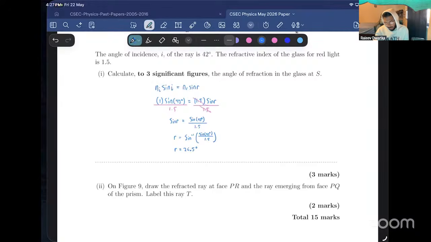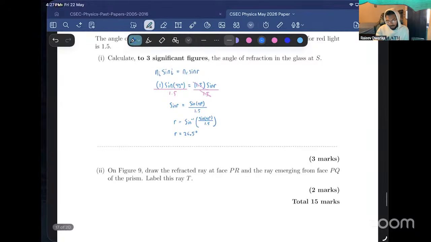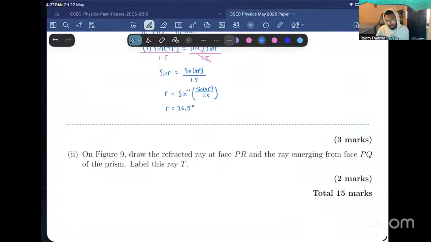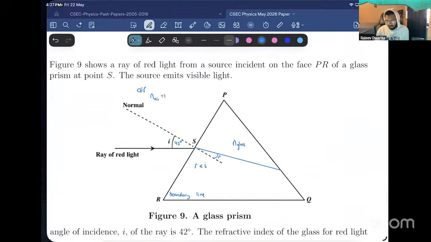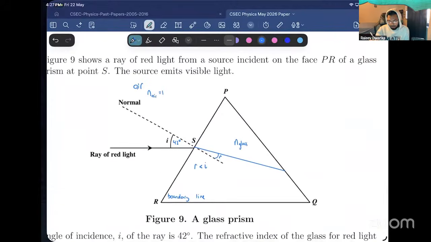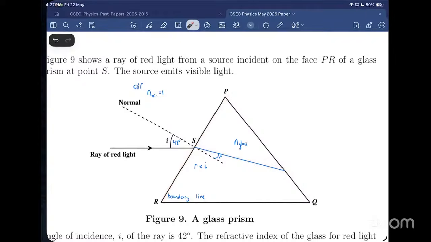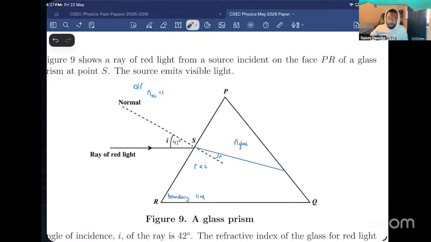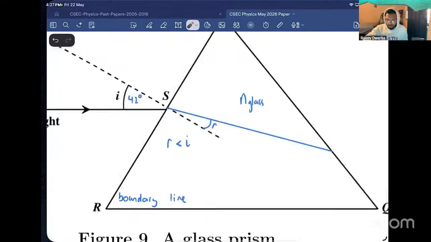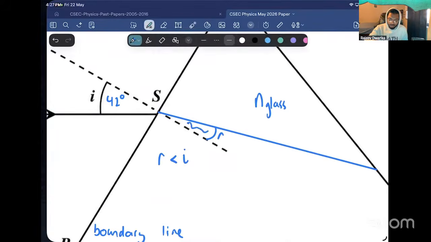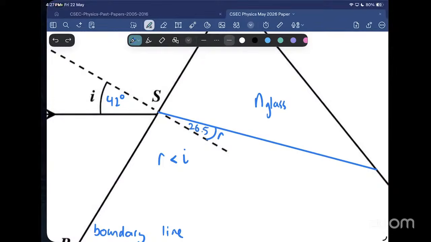Right. So let me tackle part 2 now. On figure 9, draw the refracted ray at face PR. Right, we do that. We okay with that? Yes, sir. Because again, we know that the angle had to be smaller, and we found it to be 26.5. So we're going to plug in for this. Can't put 26.5? Isn't that what we just found? Yes, sir.